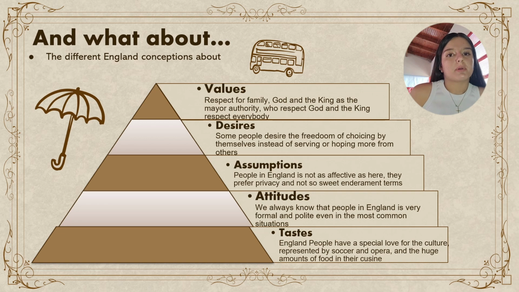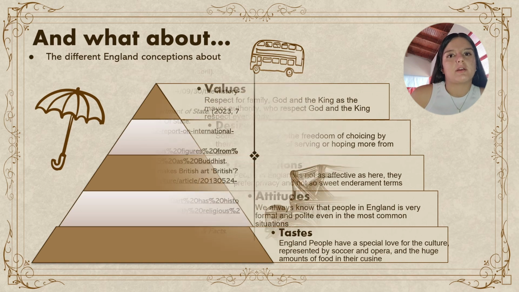Desires. Some people desire the freedom of choosing by themselves instead of serving or expecting more from others. Assumptions. People in England are not as affectionate as here. They prefer privacy. Attitudes. We always know that people in England are very formal and polite even in the most common situations. Taste. English people have a special love for the culture represented by soccer and opera and the huge amounts of food in their cuisine.